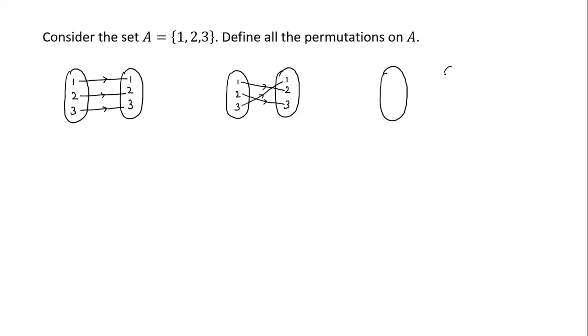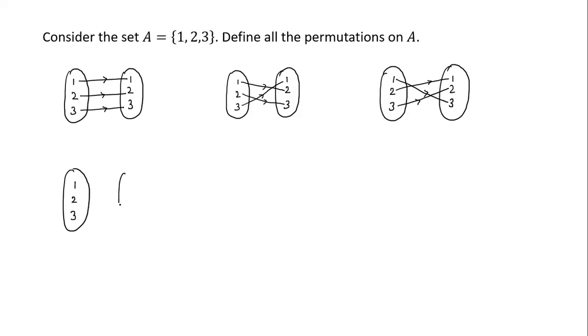Now let us try to find another permutation. So this is 1, 2, 3 our domain and codomain 1, 2, 3. Earlier I mapped 1 to 1 itself, then 1 to 2. Now let me map 1 to 3 and 2 to 1 and 3 to 2. So this is how I have defined the third permutation on A. Now these are the three permutations I have already drawn. Let us see whether we can draw any other permutation on the set A.